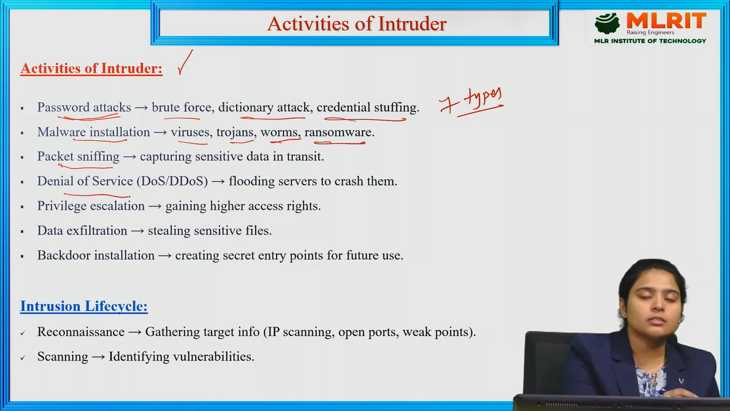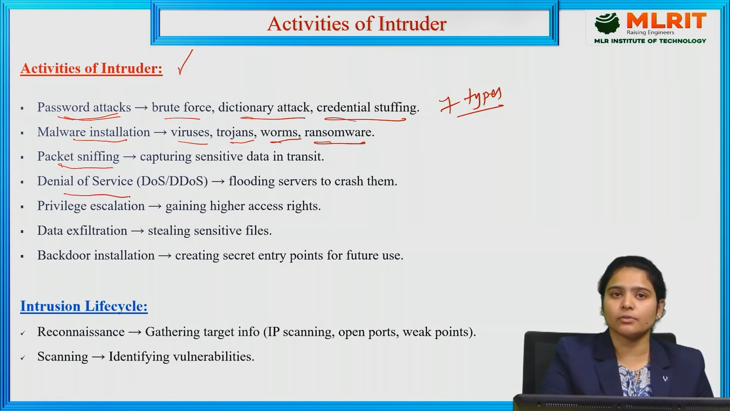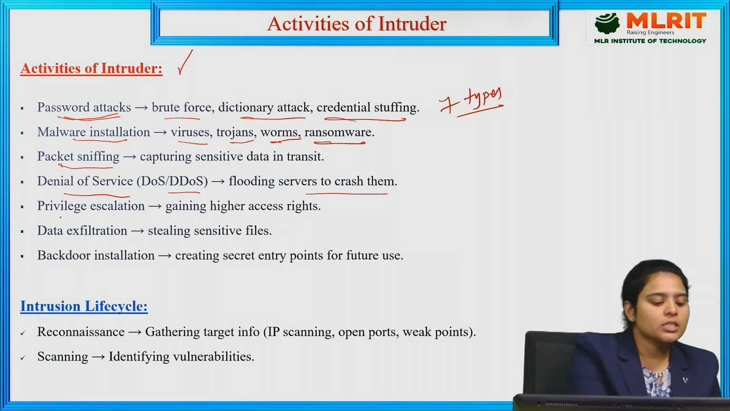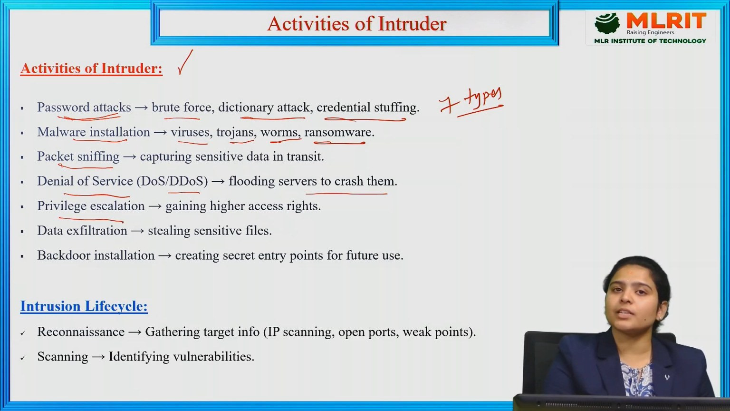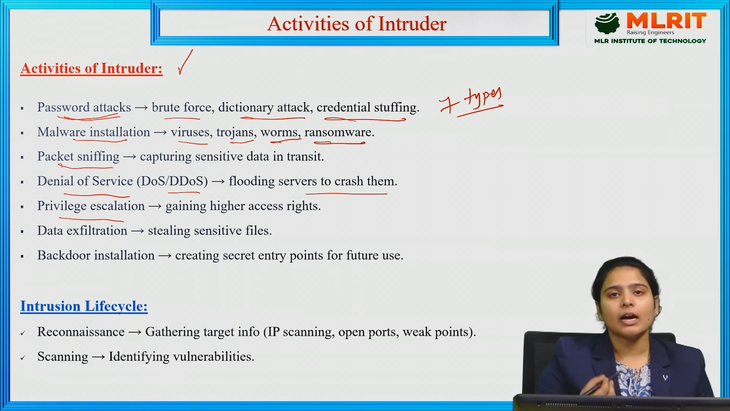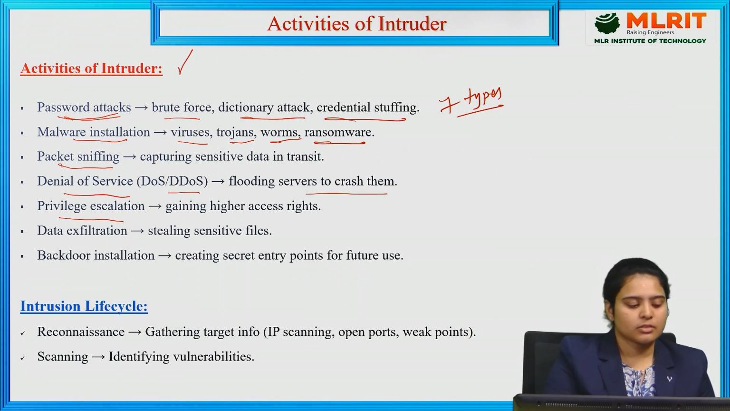The next one is DoS attack, which is a denial of service attack. DoS or DDoS, a distributed denial of service, mainly aims to crash servers. The next one is privilege escalation. Privilege escalation is nothing but gaining higher access rights to reach privileged areas for the intruders.